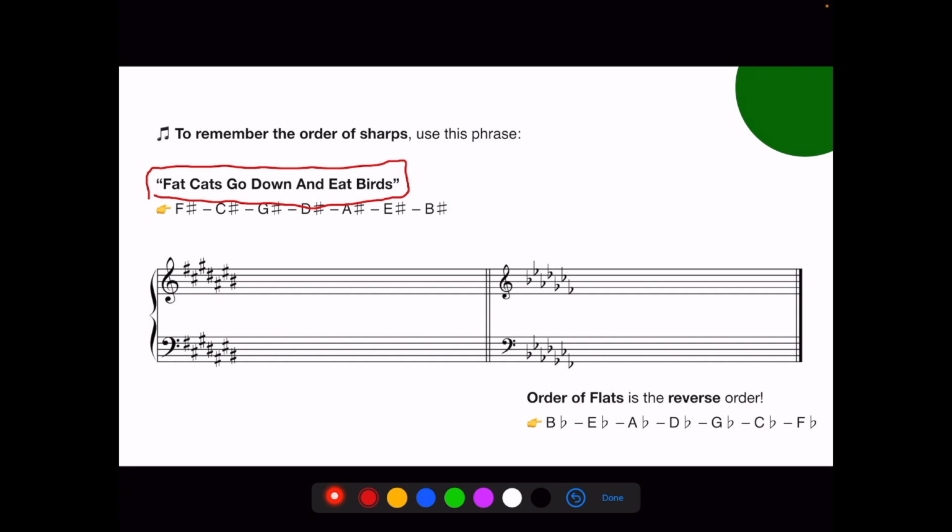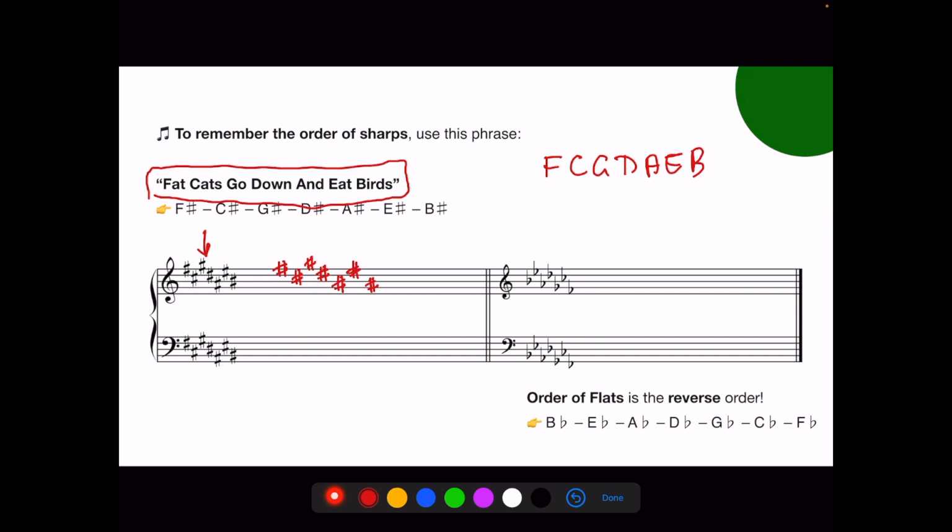So what this represents is actually F, C, G, D, A, E, B. And this is the order of sharps. So if you look at the key signature for the sharp keys, it would always start from F, C, G, D, and then it goes down A, E, and then B.